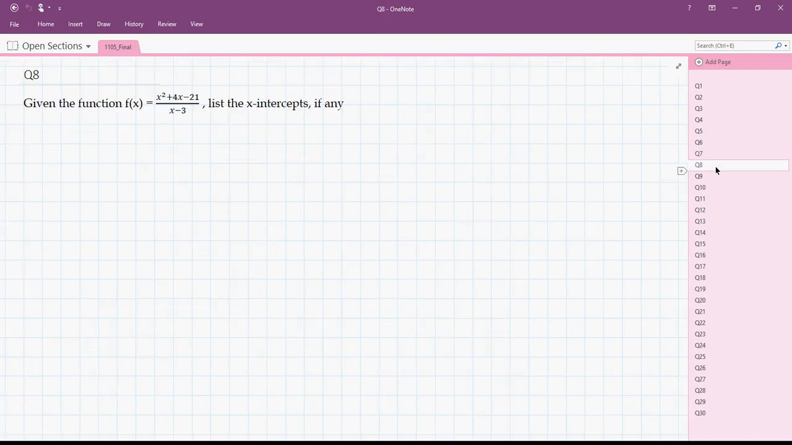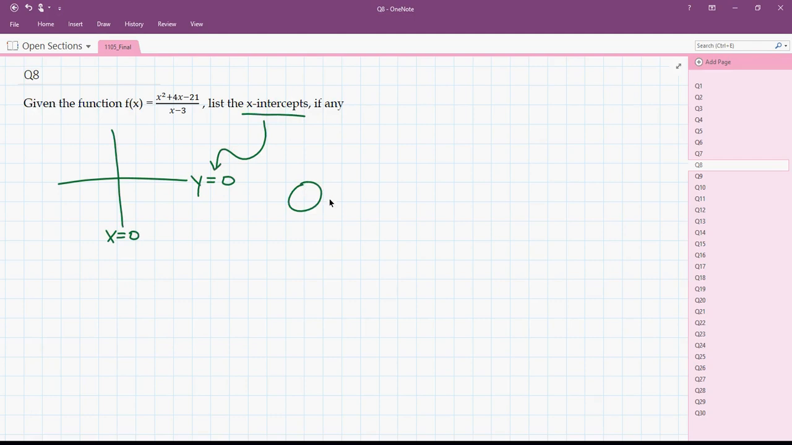Did 7, 8. Given the function, list the x-intercepts, if any. So whenever we're trying to find x-intercepts, what we're really doing is setting y equal to 0. Because if we have this, anything that occurs on this line, y is equal to 0. Anything that occurs on this line, x is equal to 0. So for x-intercepts, we're looking for that. So we're going to set this entire equation equal to 0.